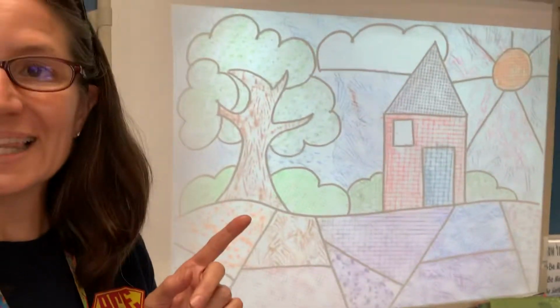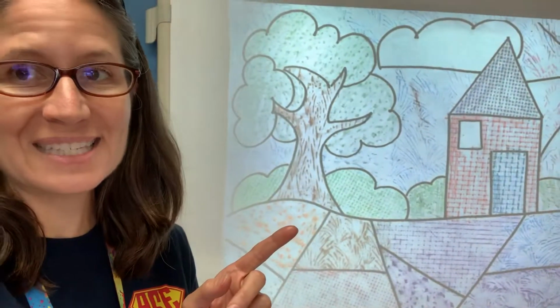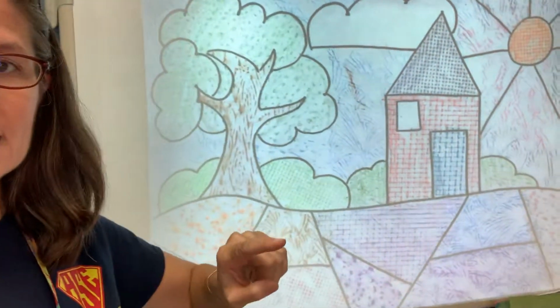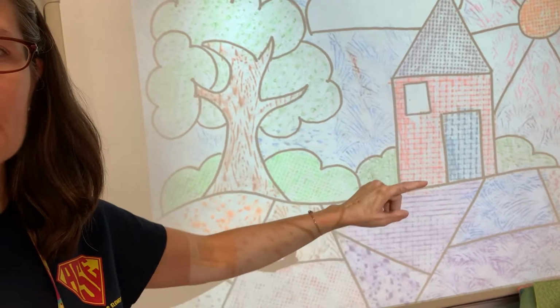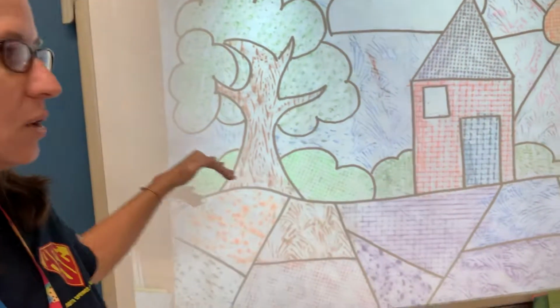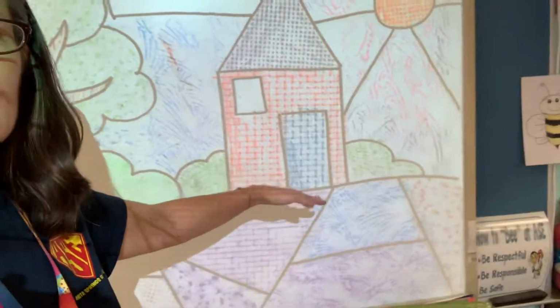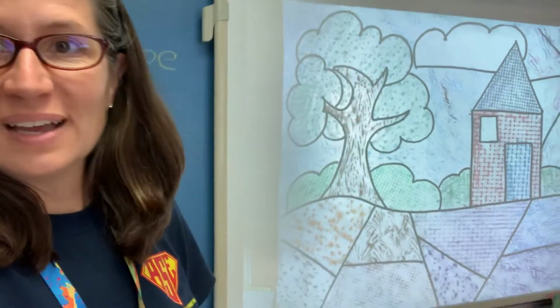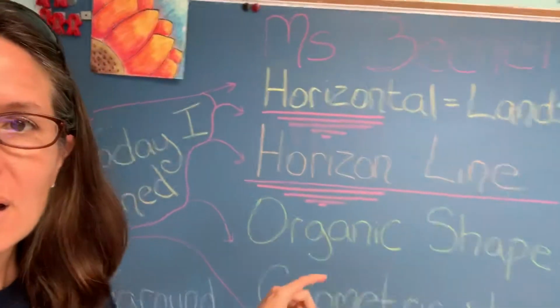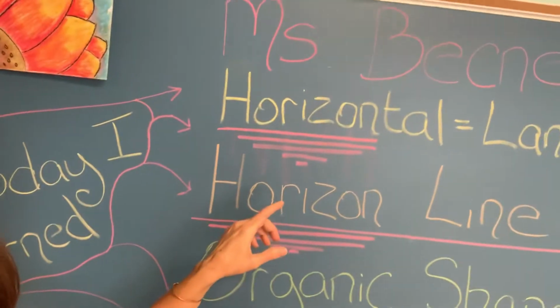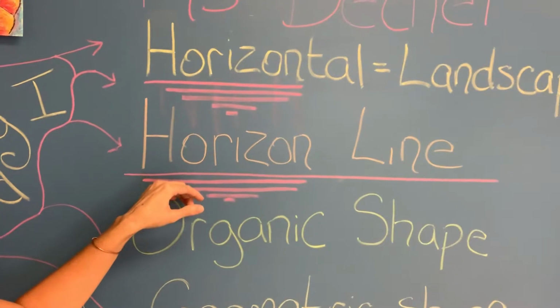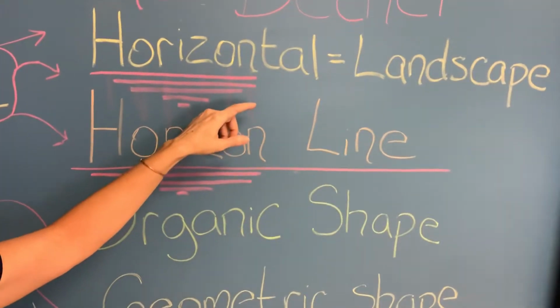This is called a landscape. Can you say landscape? Good. Okay, so a landscape, we're going to start with the horizon line. You see this line that goes all the way across? That's a horizon line. Can you say horizon line? Good. Let's look at the word horizon. Well, where is it at? It's here. Horizon line.